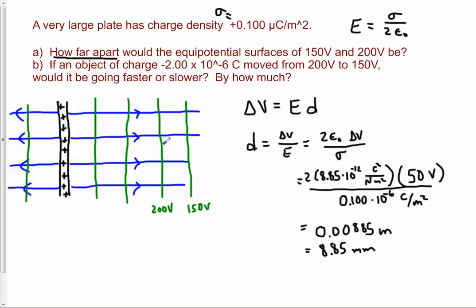Because it's negative charge, going downhill, quote unquote, really means you're slowing down. Okay, so the answer is slower. But let's see if we can figure out by how much. Let's figure out the velocity change.